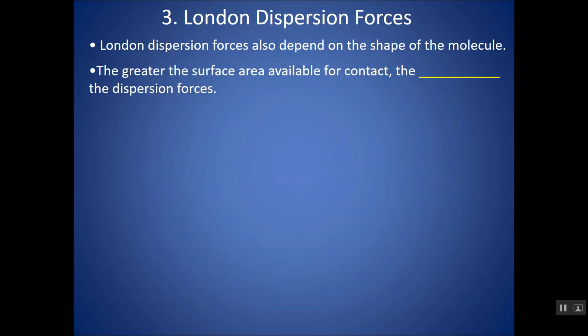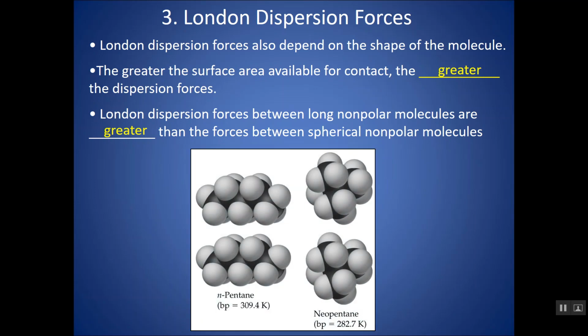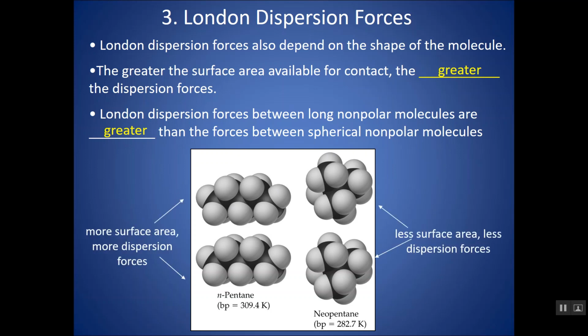Just a note, London dispersion forces also depend on the shape of the molecule. So the more surface area you have for contact, the greater the LDFs. So something that is like a long chain has more surface area than something that's spherical, because you have a lot of the surface area kind of hidden inside of this spherical molecule. So the more surface area you have, the more points of contact, so the more LDFs you can create.